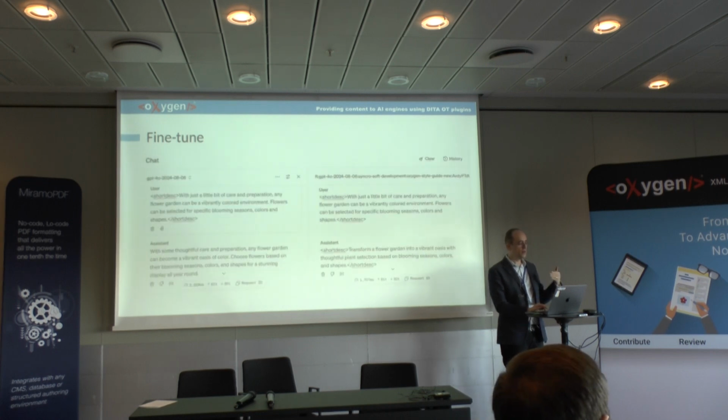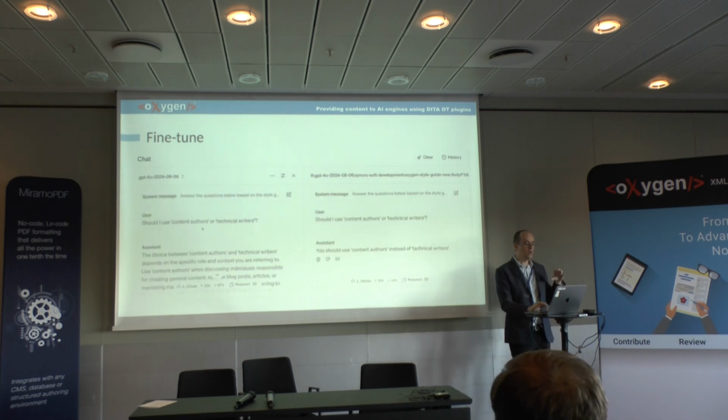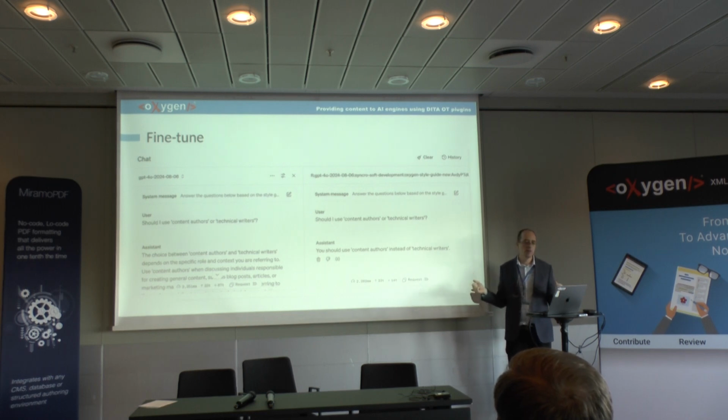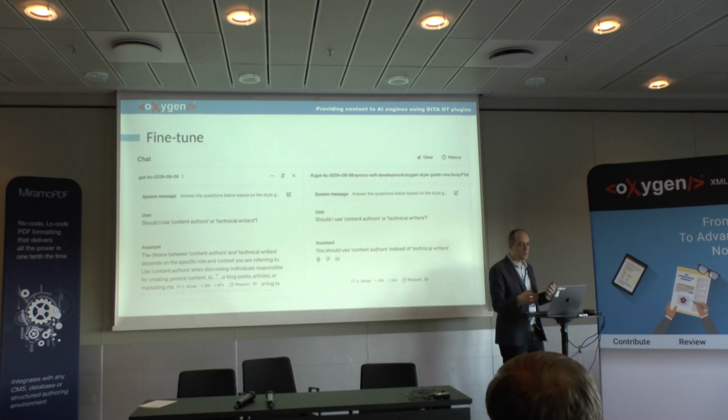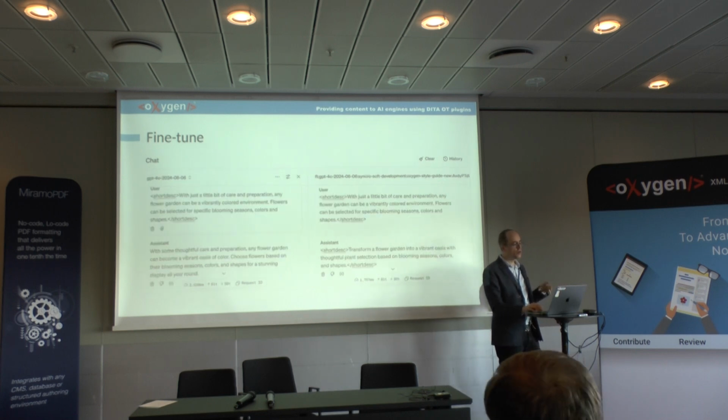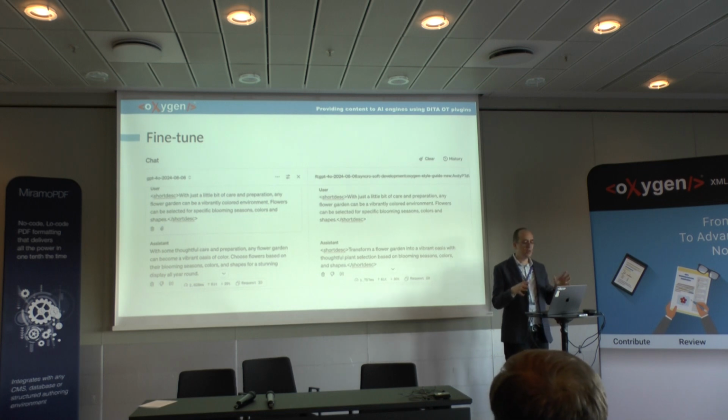Yeah, so once you have your fine-tuned AI engine, it will respond better. So if you ask the engine, should I use content author versus technical writers, the default engine on the left says it's your choice. But the engine on the right, which has been fine-tuned, said you should use content authors. So this is the advantage of the fine-tune process. Again, about the short description, it attempts to take a short description and make it shorter based on the fine-tune rule.